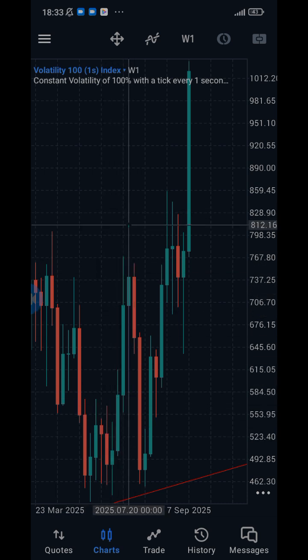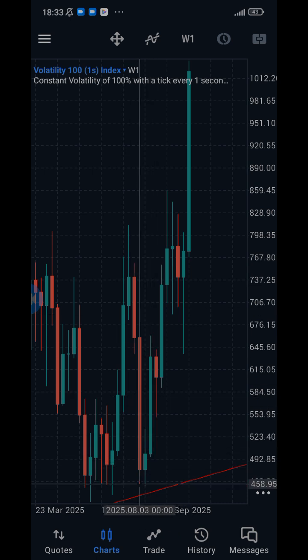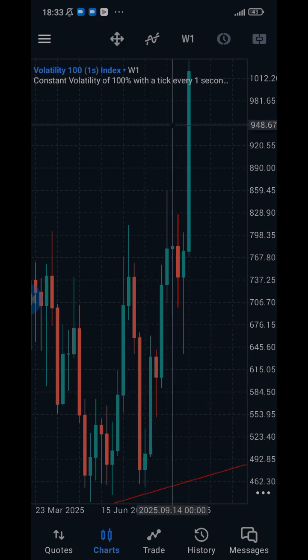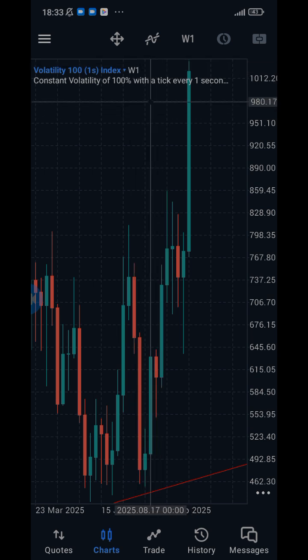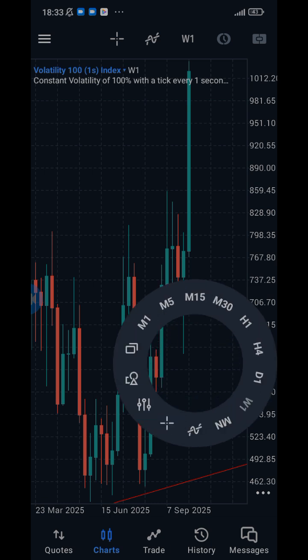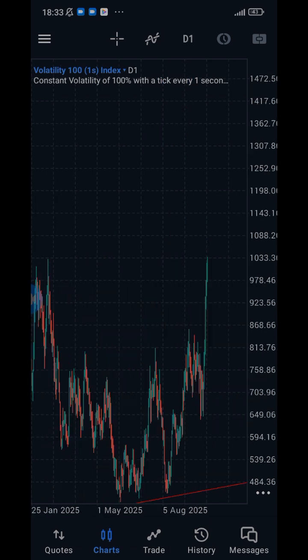Now from here down here, you can see that you couldn't find the lower high, lower low formation. So it means that the weekly time frame, this is the weekly time frame, we have to go over to the next higher time frame. So we are going to the daily time frame now. I click on the daily time frame.